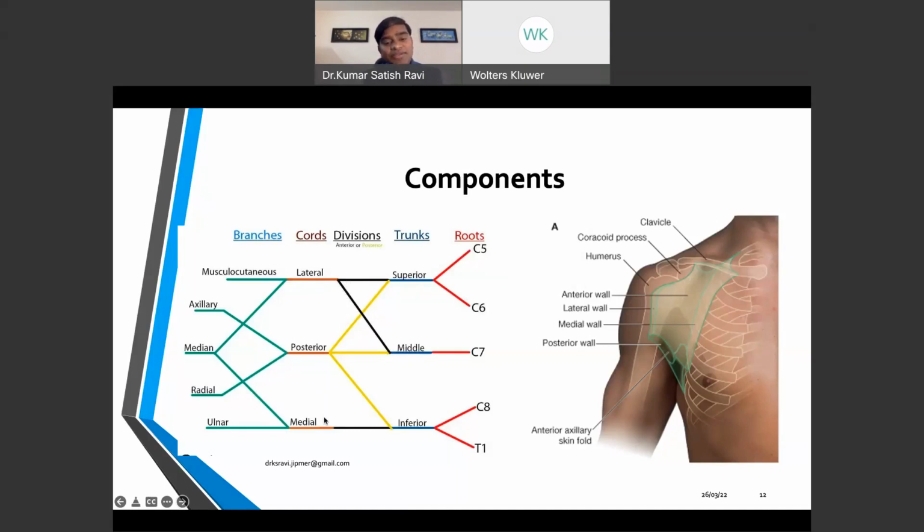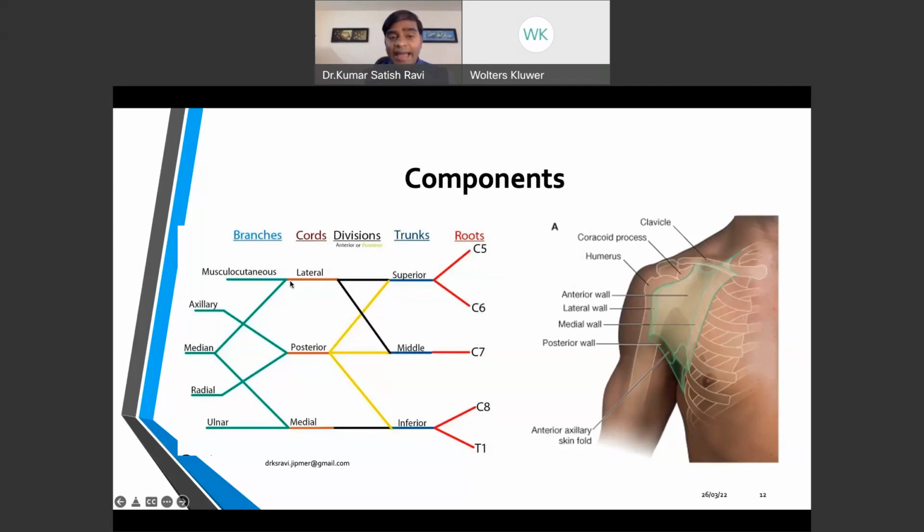Now, this is the medial cord of the brachial plexus. The anterior division of the lower trunk will form the medial cord. Whereas all the posterior divisions, the posterior division of the upper trunk, the middle trunk, and the lower trunk, these three posterior divisions will form the posterior cord. So we have three cords: the lateral cord, the medial cord, and the posterior cord.